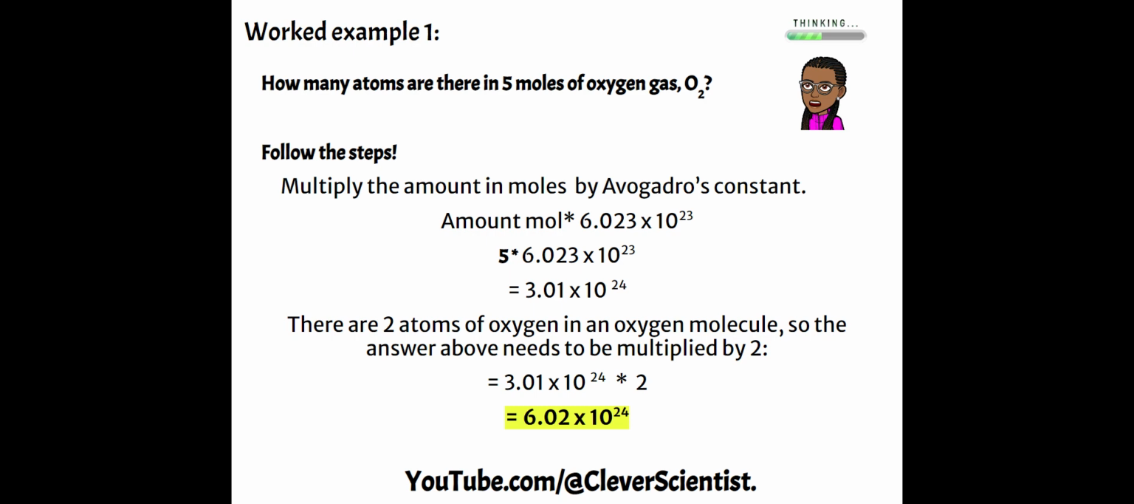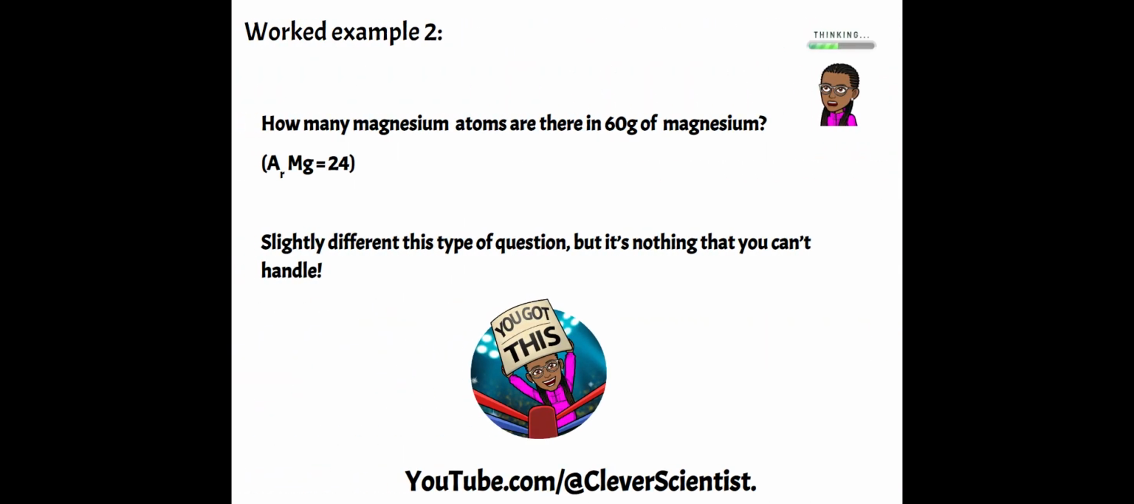So the big hint here is to make sure you read the question carefully to look at what type of particle. And if it's an element, you need to check to see if it's a monoatomic or multi-atomic element. And that just means if there's more than one atom in that element, or if there's just one atom in that element. Okay then, so let's have a look at another example. This one is slightly different, but it's nothing that you can't handle.